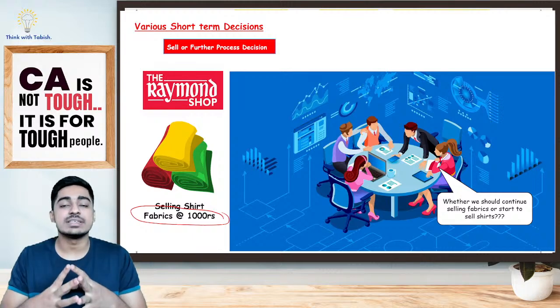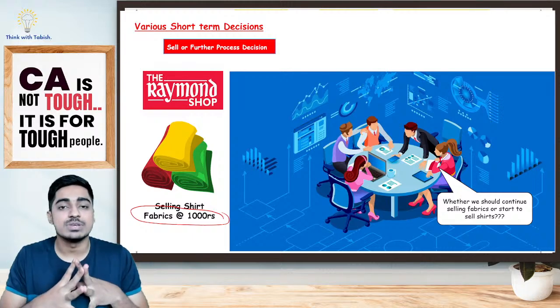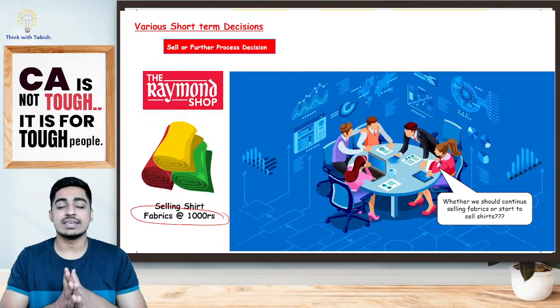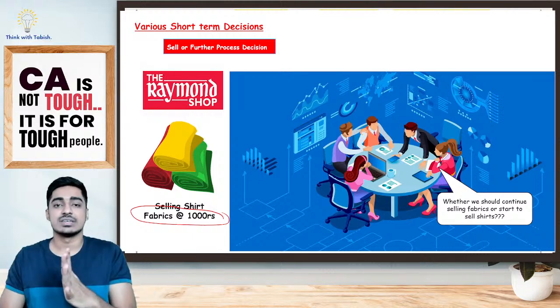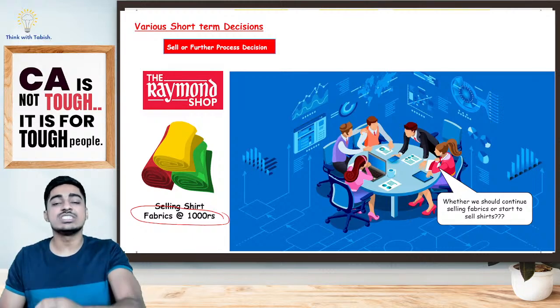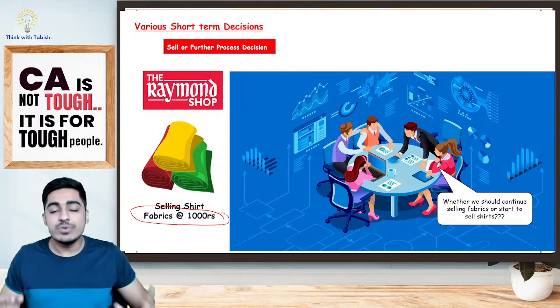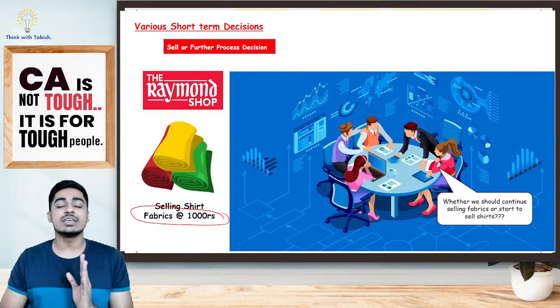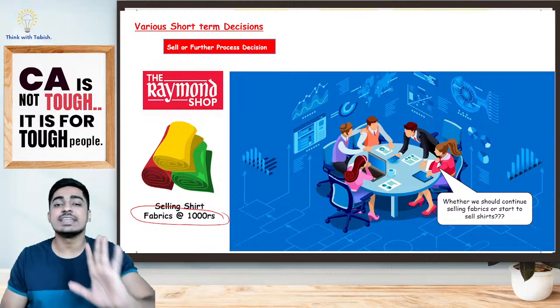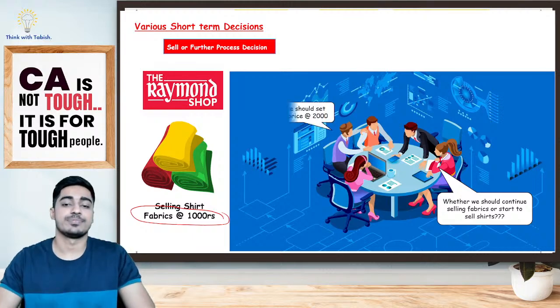At present, we have the fabrics, which we are selling at 1,000 rupees. Now the decision we are trying to take is, should we sell the fabric as it is or should we further process it, stitch it, make it into a shirt and then sell it? How do we take a decision? Let us try to see. If we are selling the fabric, how much are we getting? For 2 meter fabric, we are selling it at 1,000 rupees.